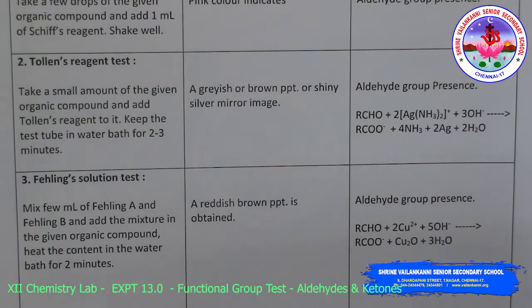Then Fehling solution test. Take a sample, then add Fehling A and B solution, then heat the mixture in a boiling water bath. A reddish brown precipitate is obtained, which means aldehyde group is present.